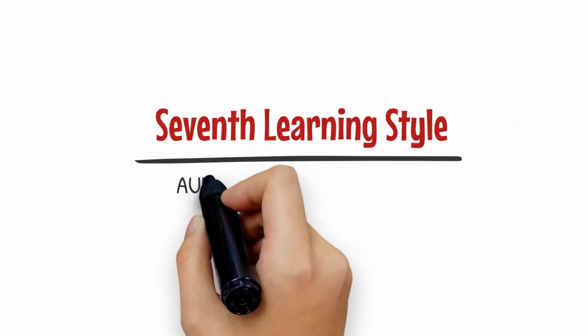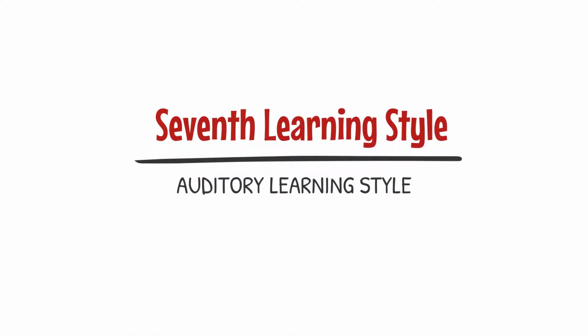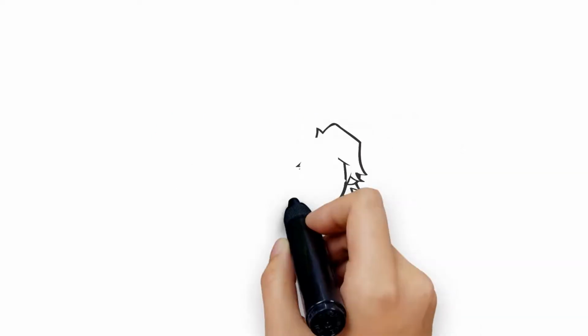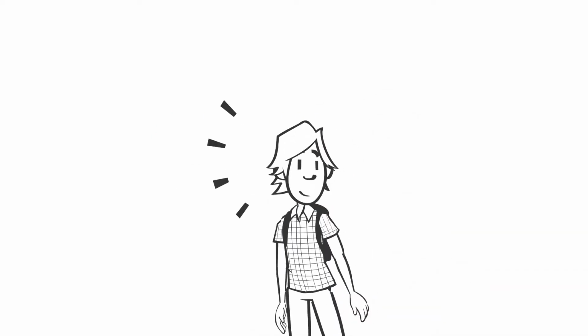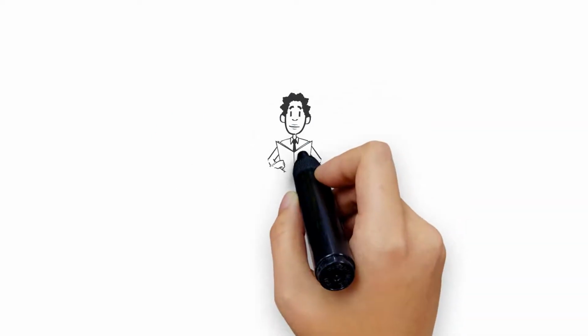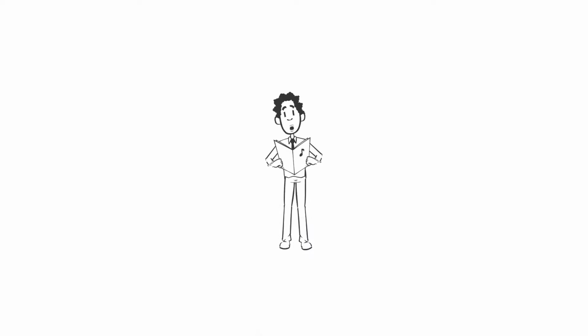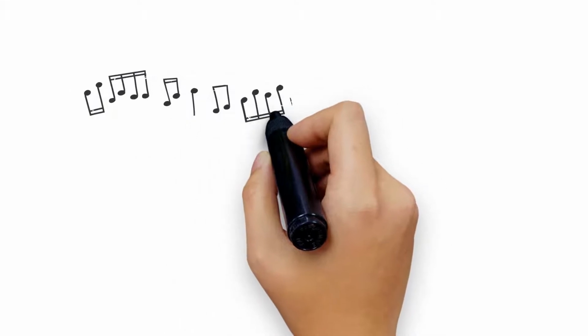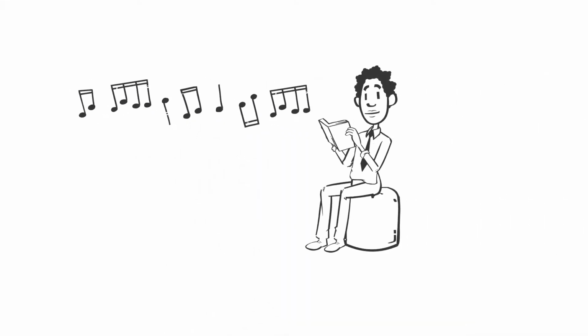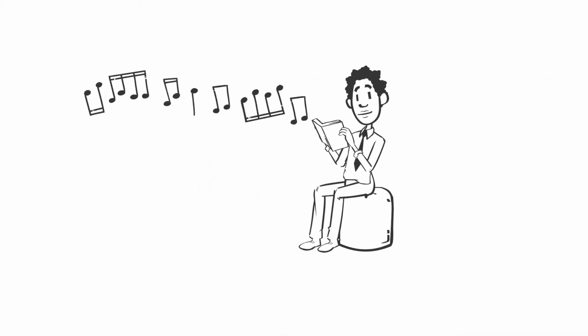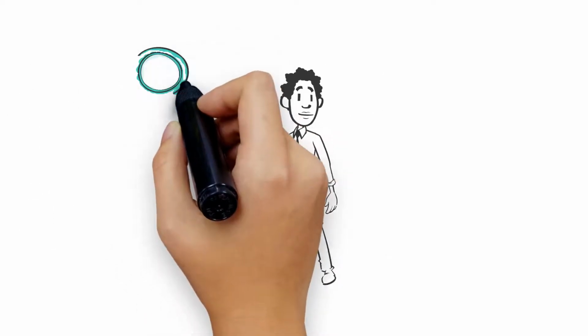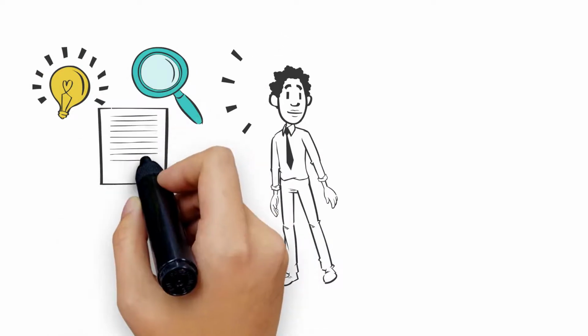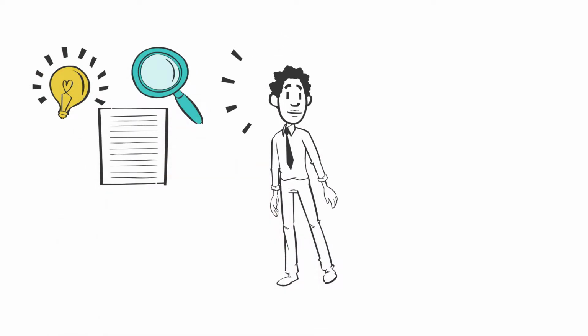Lastly, we can then also look at the auditory learning style. The word auditory relates to the sense of hearing, and students who have an auditory learning style are sometimes even referred to as musical learners. These students benefit the most from sounds, rhymes, and music. Teachers should thus attempt to provide these students with ample opportunity to listen to new information in order to understand it best.